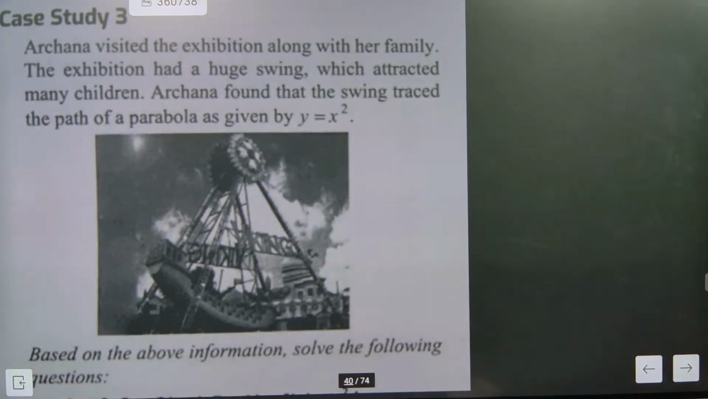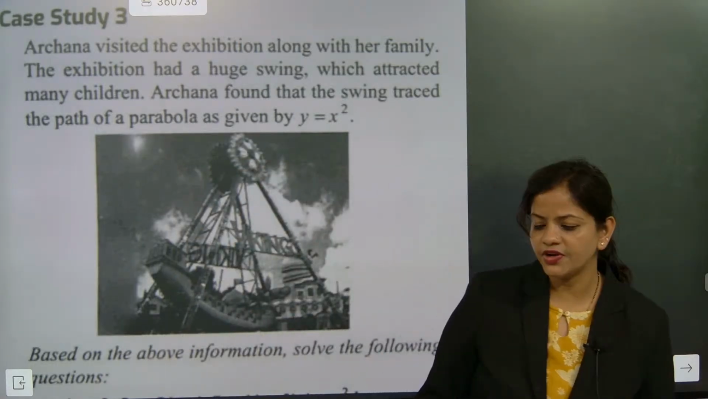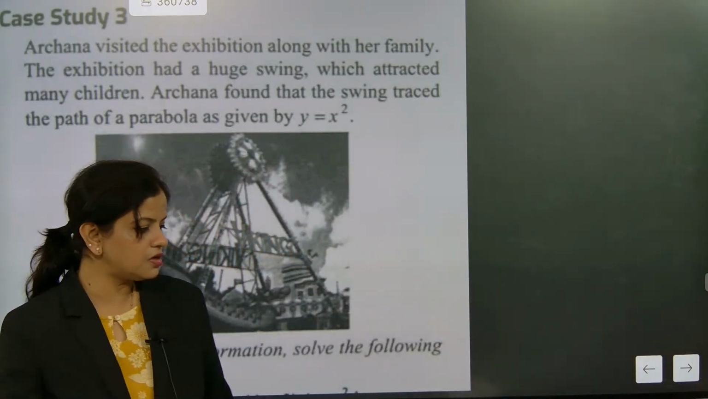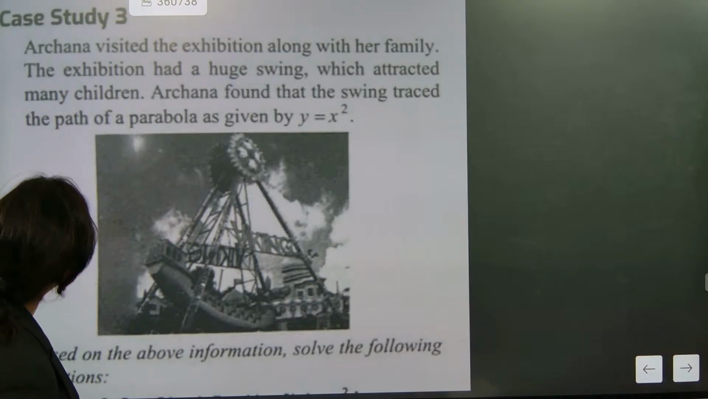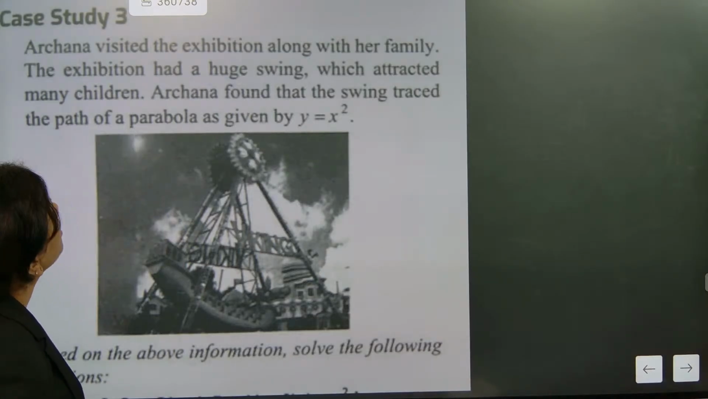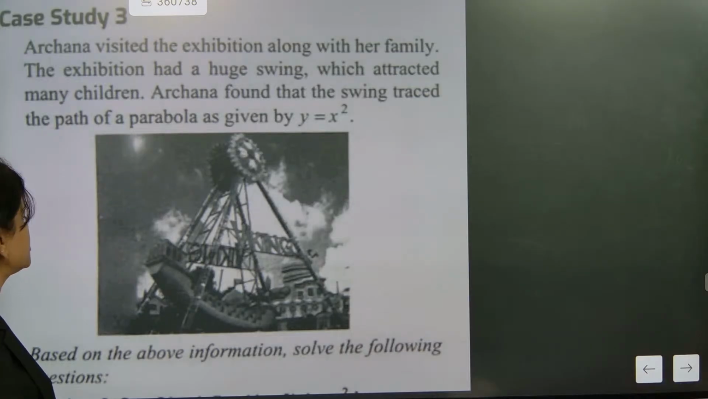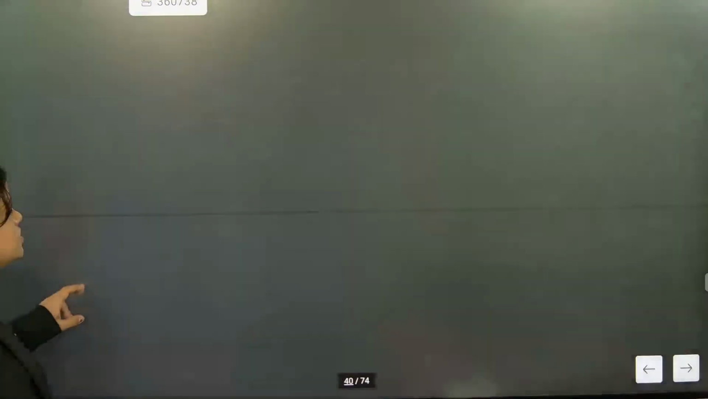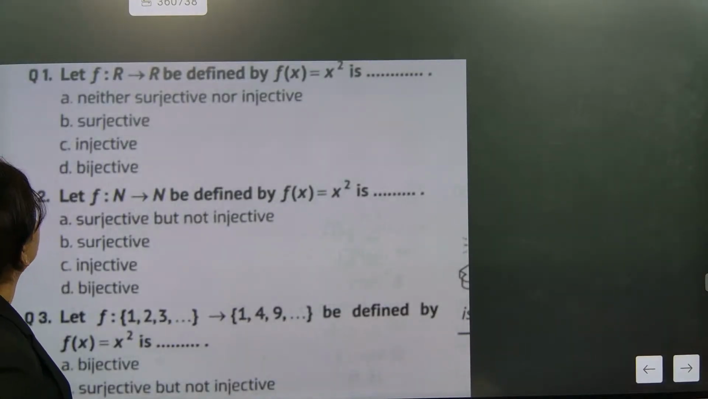Now come on, go for case study 3, try. What is given to you? Yes, you have to provide the equation. Archana visited the exhibition along with her family. The exhibition had a huge swing which attracted many children. Archana found that the swing traced the path of a parabola given by y is equal to x square. So the function is y is equal to x square, and y is equal to x square is a parabola. So what is this: neither surjective nor injective, surjective, injective or bijective? What is the correct answer for this?